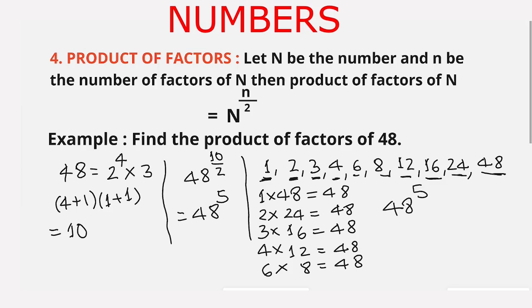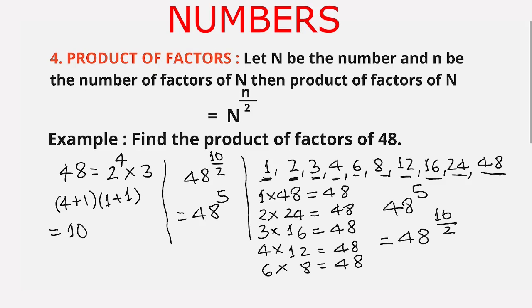This way it is equal to 48 to the power 10 divided by 2. What is 10? 10 is the number of factors, divided by 2, which is 5. So this way we can verify the formula as well, that the product of all the factors of a given number is equal to the given number to the power number of factors divided by 2. I hope you have understood how to find the product of all the factors of a given number n. Also you have learned the verification of that formula by the given example.